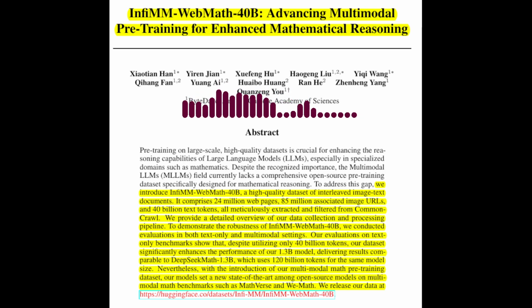And how do they handle the multimodal aspect of the dataset? They extract image URLs from the web pages and align them with the corresponding text, preserving the original sequence of content. This creates interleaved image-text documents, which are crucial for training multimodal models. They also download and filter the images to ensure they are relevant and unique.